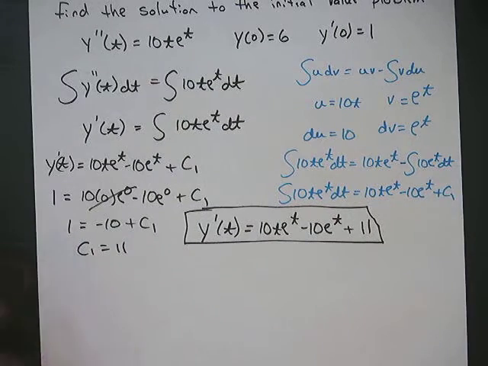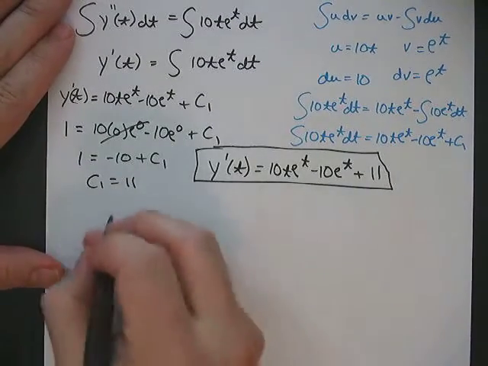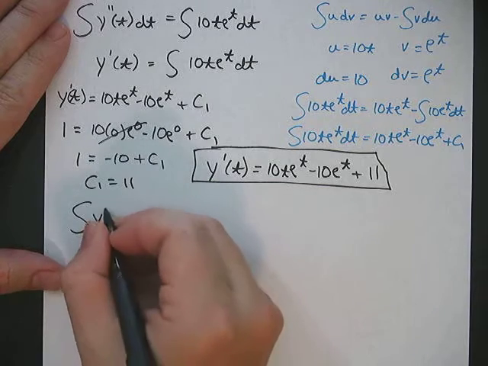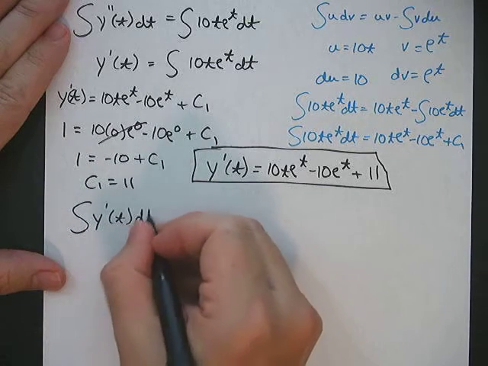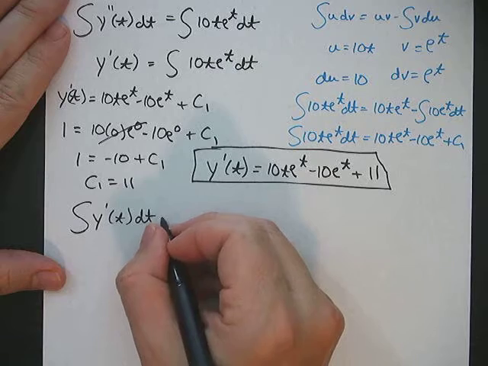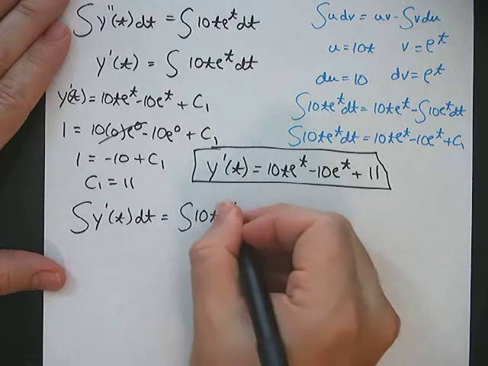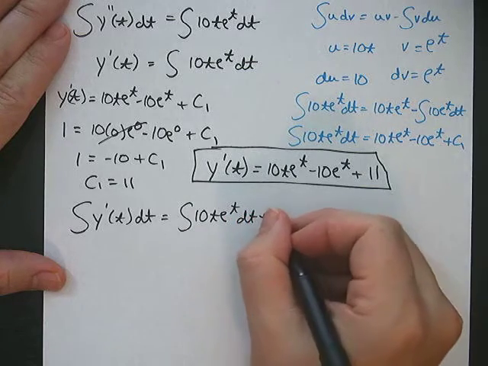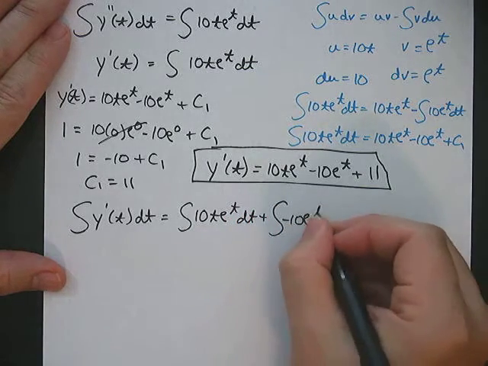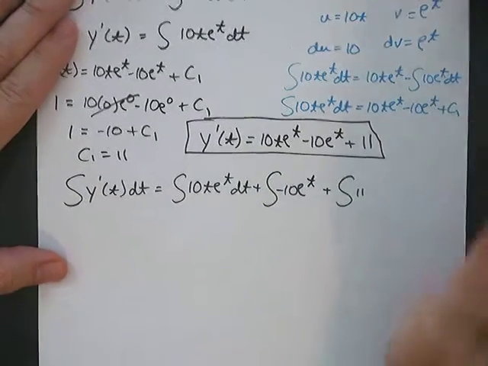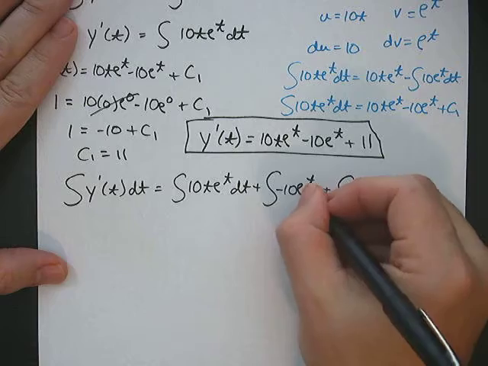That's our derivative. We started with the second derivative. Now we've worked out our derivative. Now we need to go one step farther and figure out what the original function was. So again, we're going to repeat this process. The integral of y prime of t equals the integral of 10t e to the t dt plus the integral of negative 10 e to the t plus the integral of 11. Okay, and that's all dt. I forgot to write my dt's there.